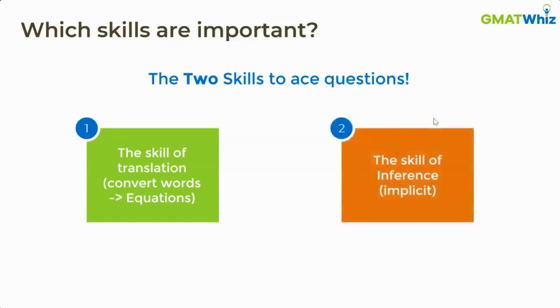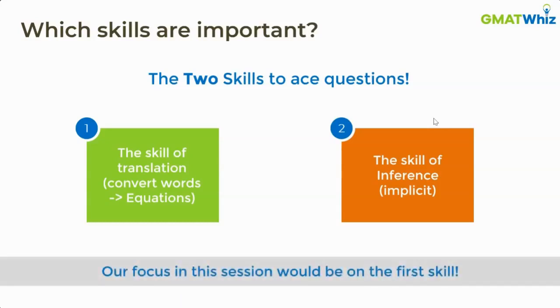But in general, in difficult questions, you will notice that you also need a skill of inference. For example, if you see a statement which says mod of x is equal to, say, 4, you should be able to infer what could be the possible values of x. So you should be able to infer what that means. Those kinds of things are also important, but primarily my focus in this session would be in the first part where I talk about translation.